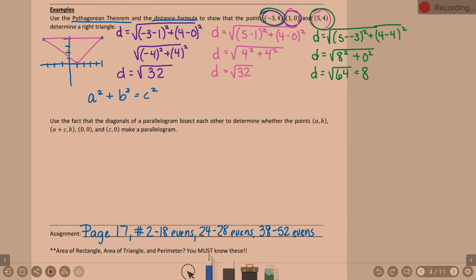So what are my shorter sides? The square root of 32. The square root of 32 is right. So we're going to say the square root of 32 squared plus the square root of 32 squared. And the question is, does it equal 8 squared?